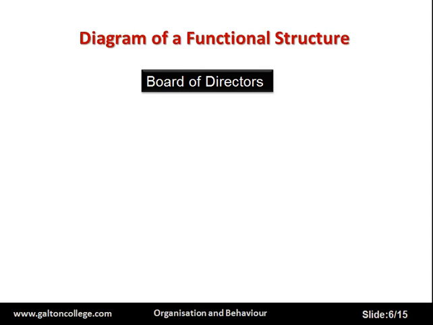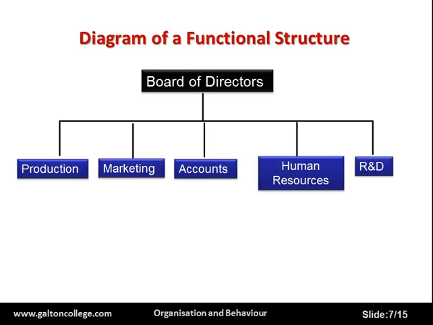If we look at a functional structure, we would start with the senior management. Then we go down to the various functions. Production could be a function, marketing, accounts, human resources, research and development. There may be others. Depends on the nature of the business. Depends on the product that's been produced. Depends on the corporate strategy of the business, what the business wants to be, perhaps in 5 years' time or in 10 years' time. It may be contingent upon the type of market it operates in.